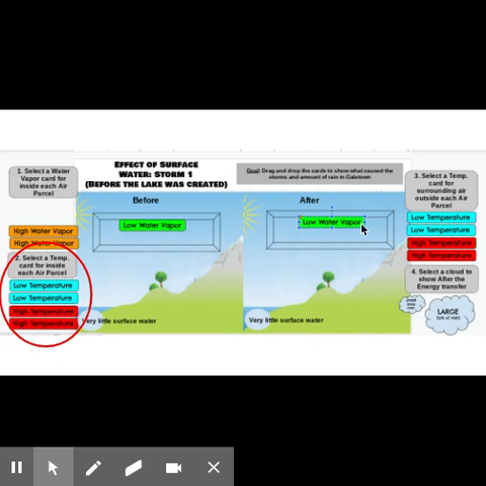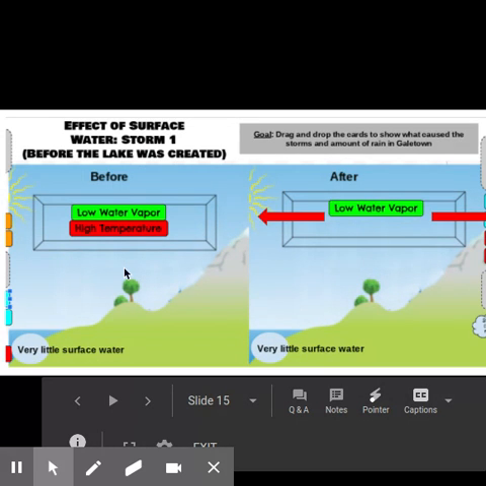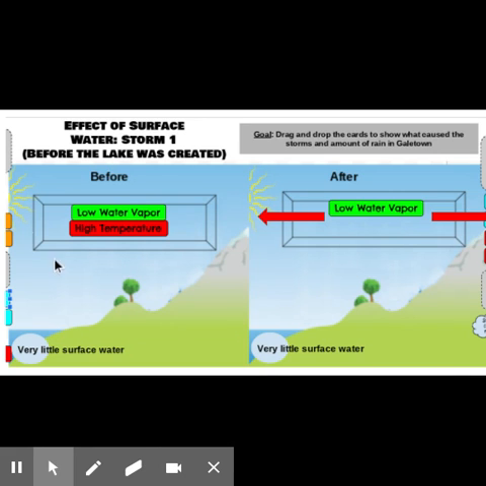Next, I'm going to focus on selecting a temperature card for inside the air parcel. I need to think about first, before the storm, what was the temperature like inside the air parcel? I'm thinking about the idea that since water was evaporating up from the sun's energy, turning into water vapor, it was somewhat warm. So I would say that I have a high temperature at this point inside the air parcel before the storm. This is when that evaporation was really happening.